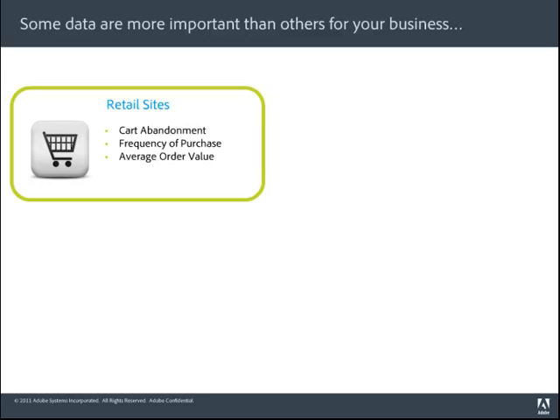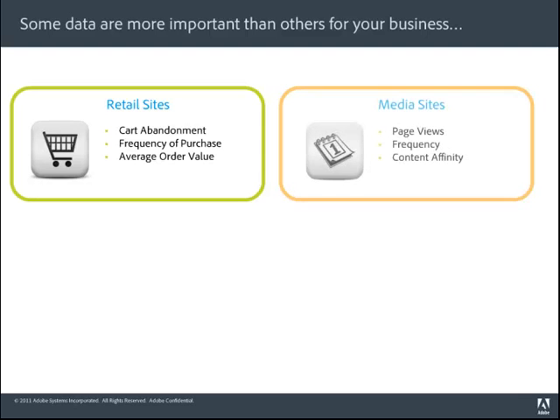So I would offer that some data are more important than others for your business. For example, if you're thinking to yourself, what are some key trigger data points that I might look to model marketing campaigns after? If you're a retail site, obviously cart abandonment, frequency of purchase, average order value. If you're a publisher or a media site, what are your total page views? How frequently are customers coming to your pages and what pages are they viewing, which would allude to what content they have an affinity for?